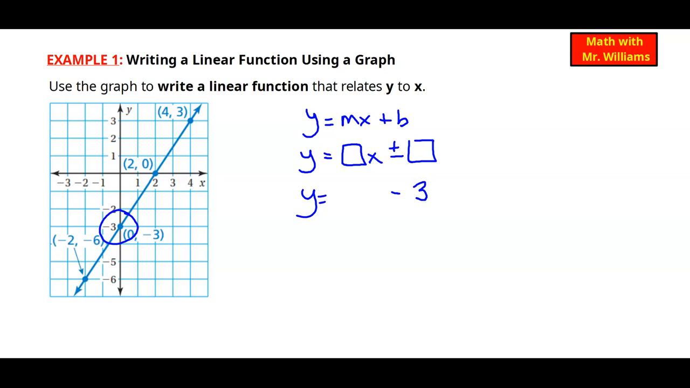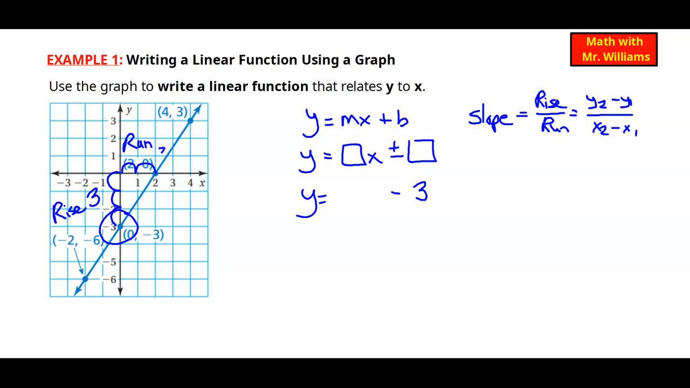Now to find the slope, remember slope is rise over run, or we can use y2 minus y1 over x2 minus x1. In this case, we can quickly use just rise over run. We can count boxes. If we start at our y-intercept, we can count up 1, 2, 3. So this would be a rise of 3. And then we would go across 1, 2 for our run of 2. So we have 3 over 2 for our slope.